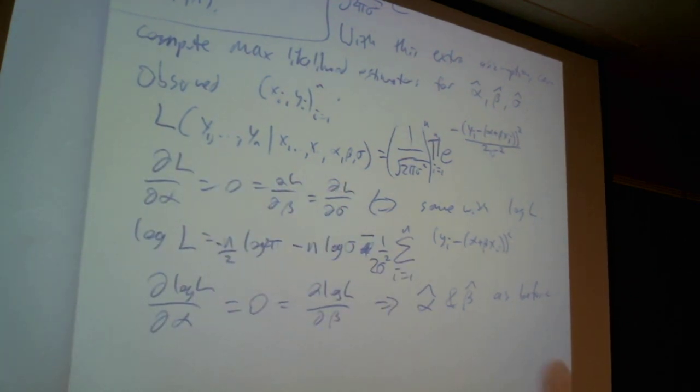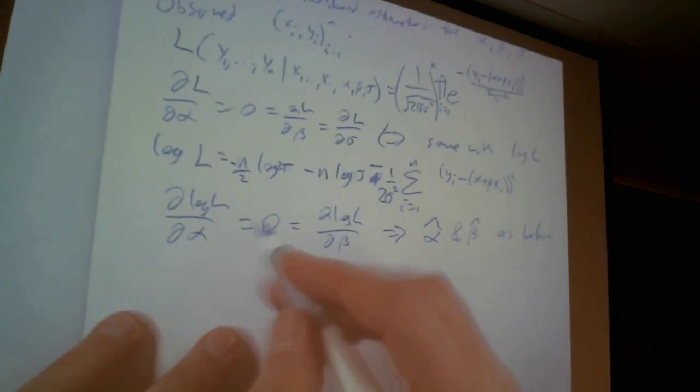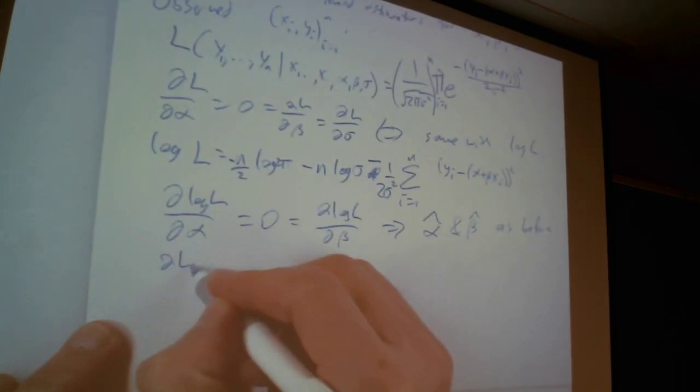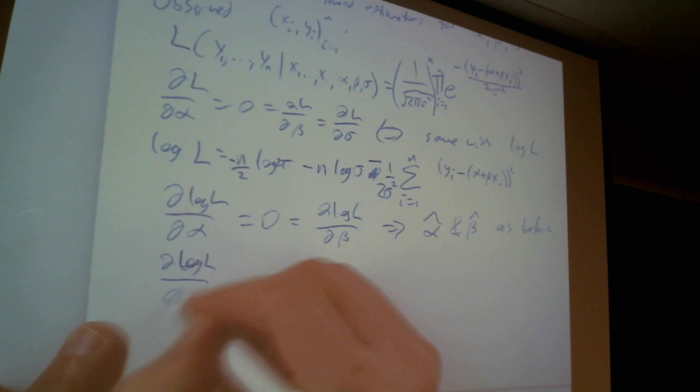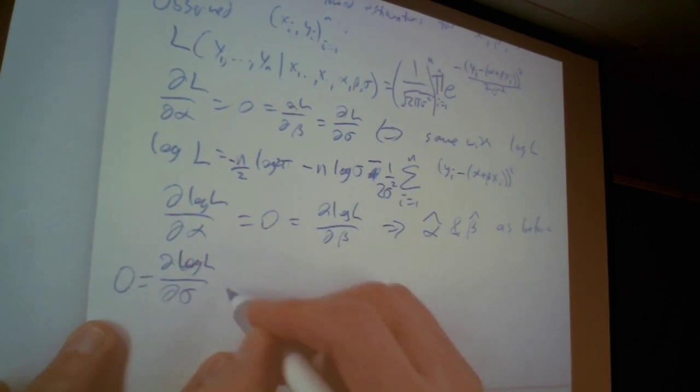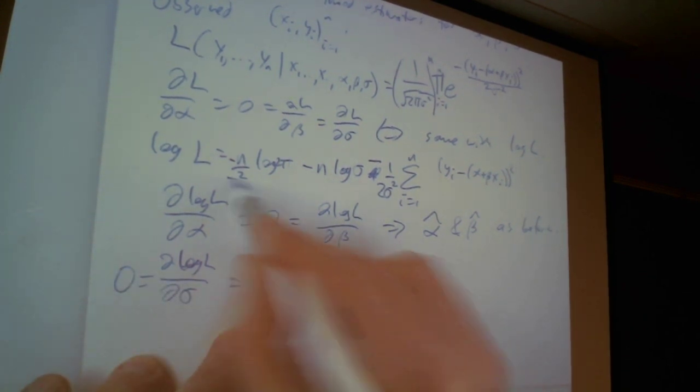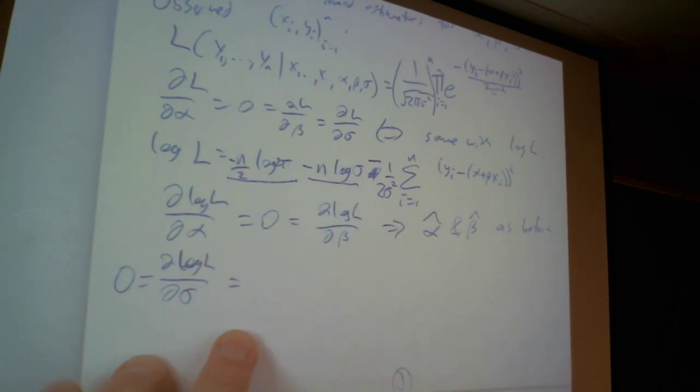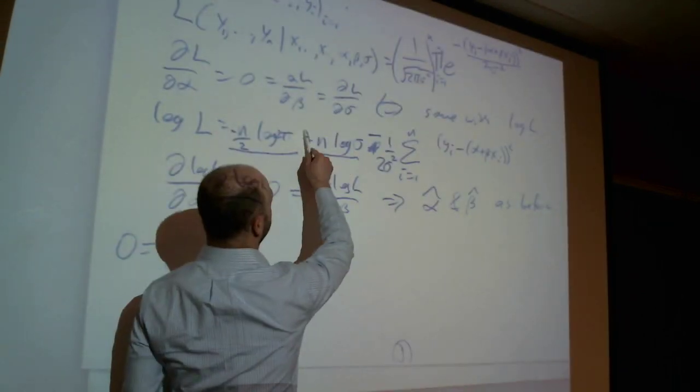What about sigma? Now we have something to do. So let's look at d log L d sigma and set that equal to 0. There's no sigma in the first term. Here I get, can you guys see? What do I get when I differentiate this term with respect to sigma?